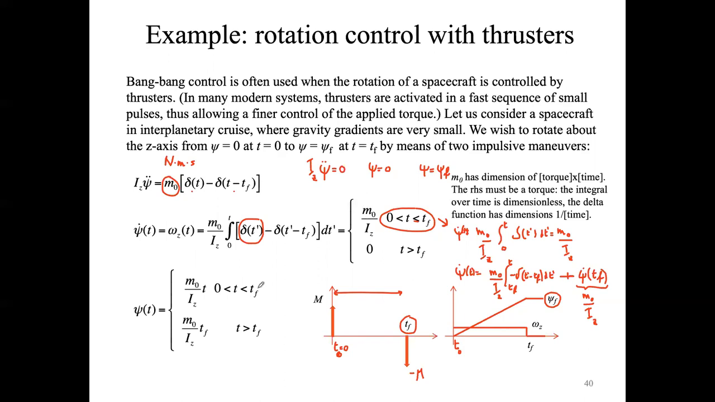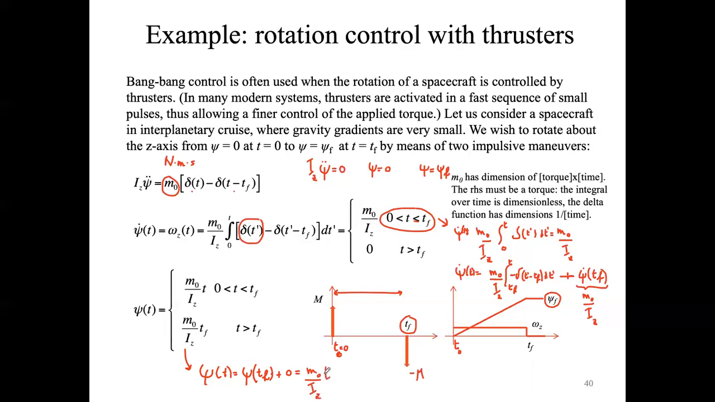So if we want to integrate this expression here, you can see that this one will be a linear function, because if you integrate M0 over Iz over time, that will be a linear expression. The second one is a little bit different because you are integrating zero. So psi at time t is equal to psi at time TF plus the integral of zero, which is of course zero. So basically, this one will be directly the final value of the previous step. So it will be M0 divided by Iz times t final.